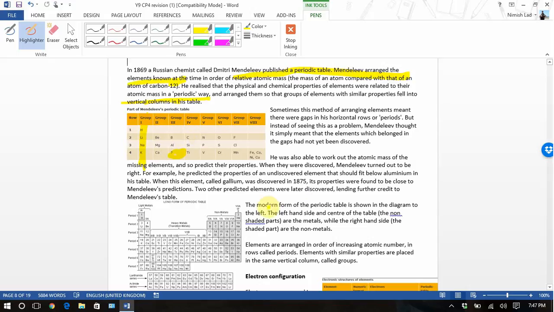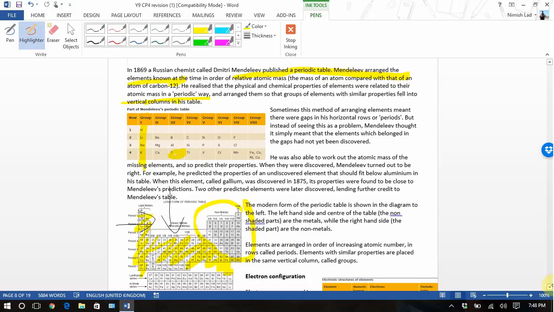And so the modern periodic table is shown over here. On the left hand side of the table we have the metals and the centre part there, while on the right hand side are the non-metals. So these ones are the non-metals. Elements are arranged in order of increasing atomic number now, and the rows are called periods. So it's periods going across, and groups going down.